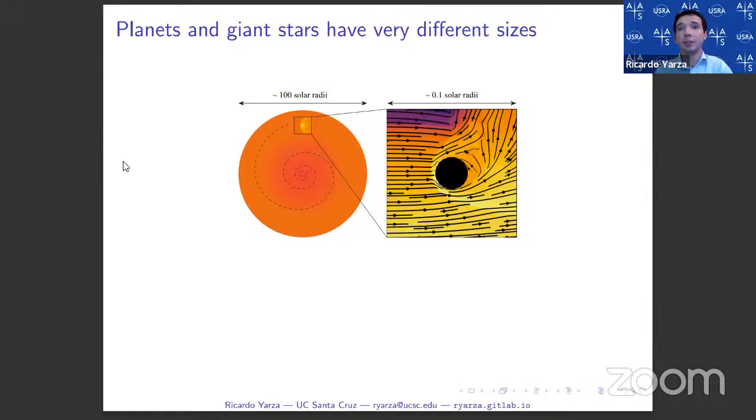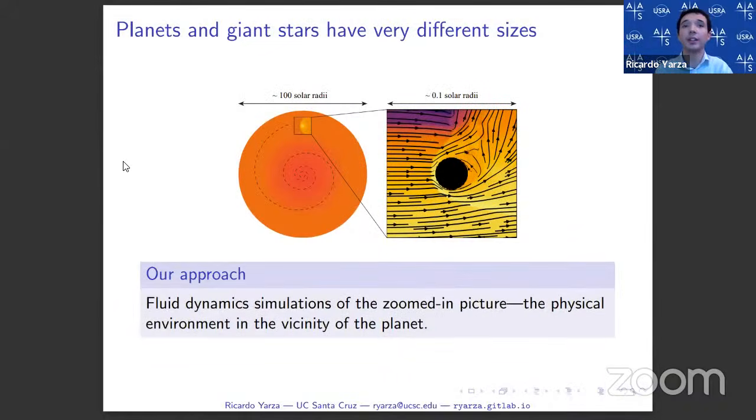And something similar happens in planetary engulfment. If you try to run a simulation of the whole star, it's very difficult to accurately capture what is going on around the planet, because the planet is so much smaller. And so the approach that we took is that we perform simulations of the zoomed in picture. So in the diagram above, it would be running a simulation of just the right half. And that's the physical environment in the vicinity of the planet.